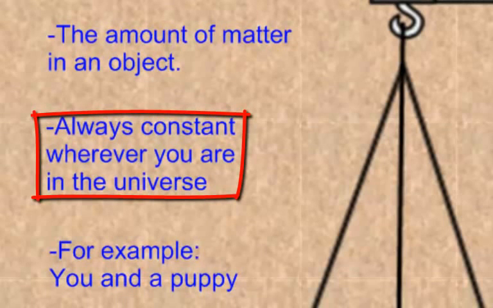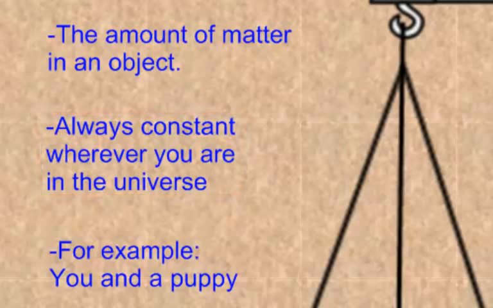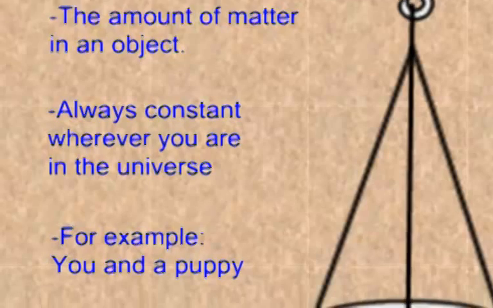And I have, for example, you and a puppy. Basically, you're made of matter, so you have mass. A puppy's made of matter, it has mass. But you have more matter in your body, or the space that you take up, than a puppy. So therefore, you have more mass.